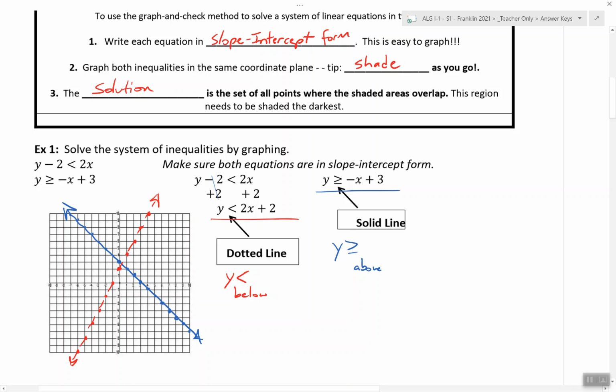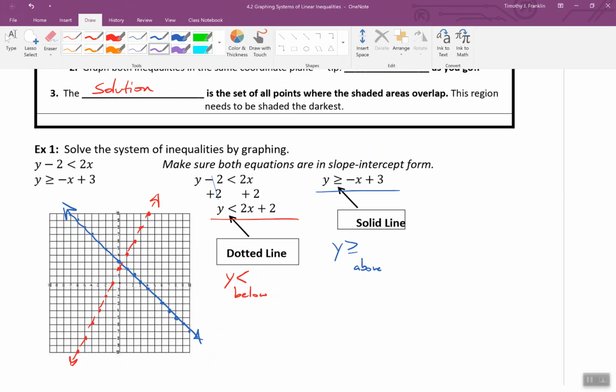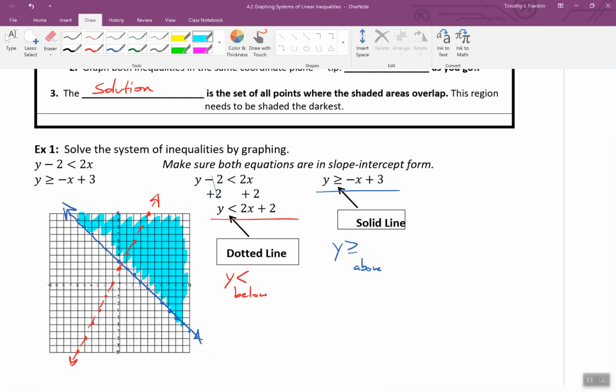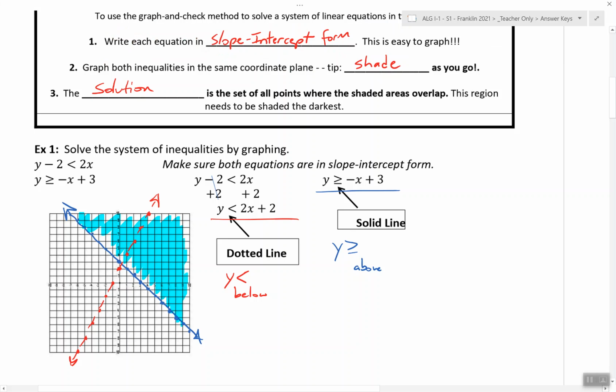Now in OneNote, if you're using OneNote or a similar program, you can also use highlighters. That way you can see, if I highlight the blue line, and then I go to highlight the red line, what's nice about this program is that the highlighter will change color where they overlap. And so you can really see where the shaded region for the solution is because it's where the overlapping is.